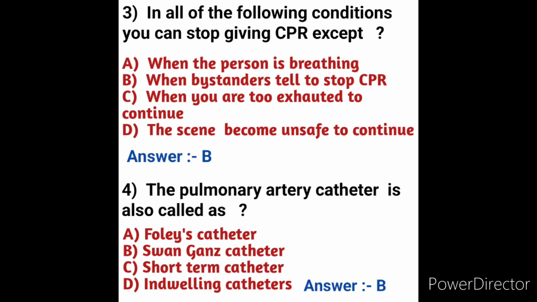Okay friends, the option here, pulmonary artery catheter, is the Swan-Ganz catheter. Option B is the correct answer. Next, move on to question number 5.